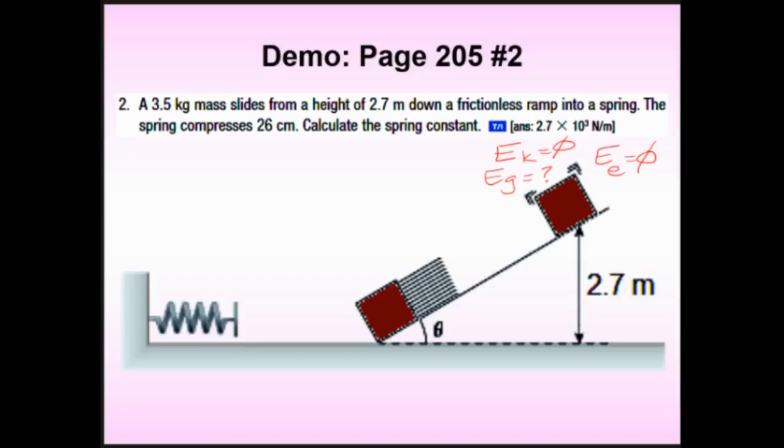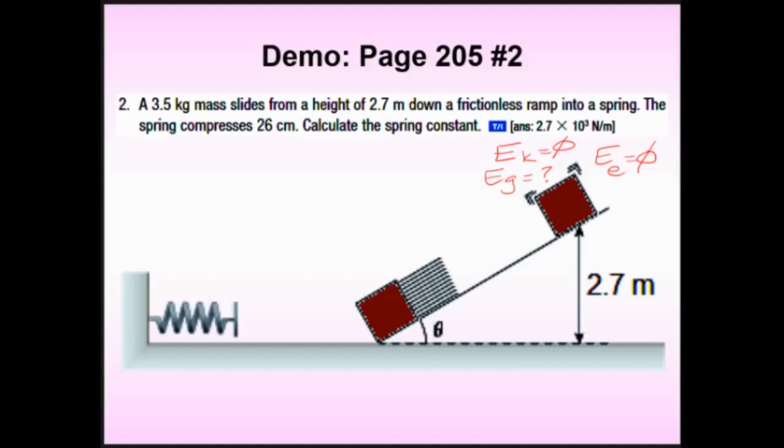As it slides down, what energies change? Kinetic. What happens to it? It increases, of course, because it's speeding up. Okay, so the EK bar goes up. How about the EG bar? What's happening to the height or the elevation? Goes down. How about the EE bar? Still what? Still untouched. Good.